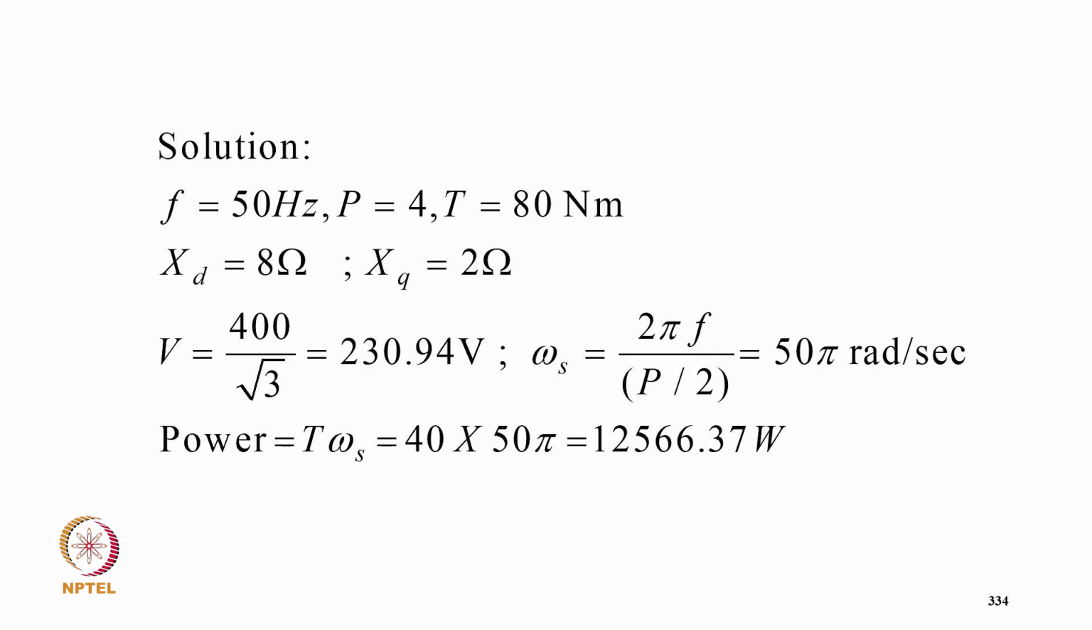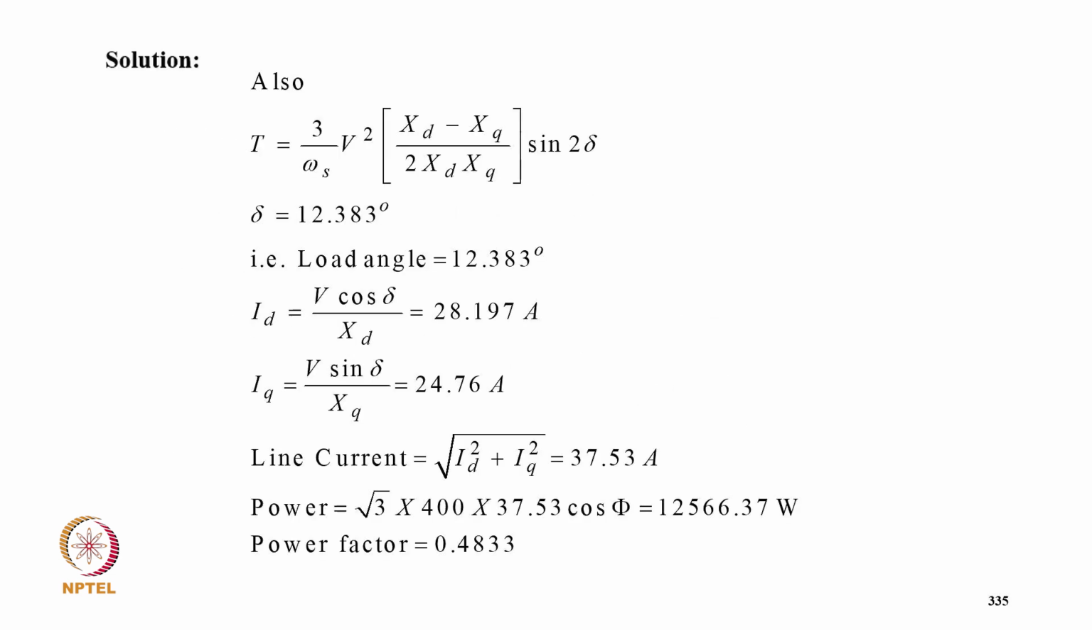The phase voltage is 400 by root 3, and omega is equal to 157 radian per second. So T omega is your power, 12,537 watt. So here torque equals 3 by omega times V square, X minus sine 2 delta.